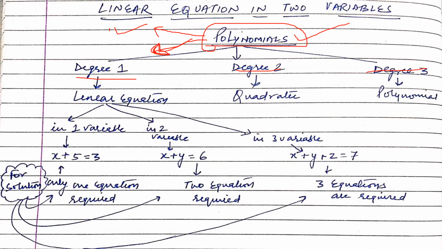The first type is degree 1. When degree is 1, that means the maximum power of variable is how much? 1 only. It cannot be more than 1. So those polynomials are known as linear equations. Then when degree is 2, those polynomials are known as quadratic, and when degree is 3, they are known as cubic. They are polynomials, but the name is cubic polynomial. I forgot to write this cubic. You can add it before this. Okay. Now, in this chapter, we have to discuss this only.